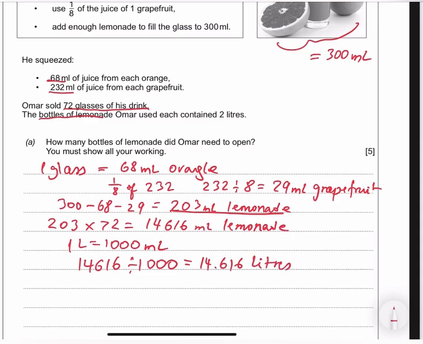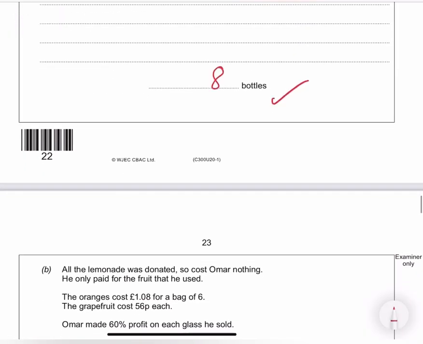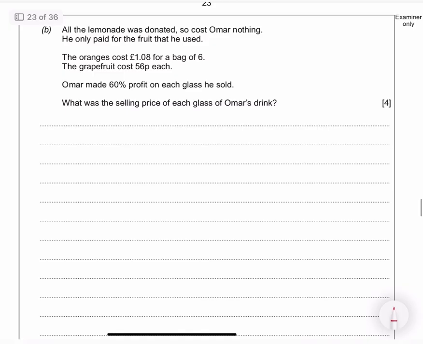Okay, but we also know he used bottles with 2 liters each. So we're going to divide that by 2 to find the number of bottles. That gives us a decimal number, 7 point something. So that means bottles, so obviously we have to go up in this amount and not down. So we're going to go for 8 bottles. Why are we going for 8, not for 7? Because that will be enough. You need 8 bottles to make that amount. 7 will not be enough. So 8 bottles.